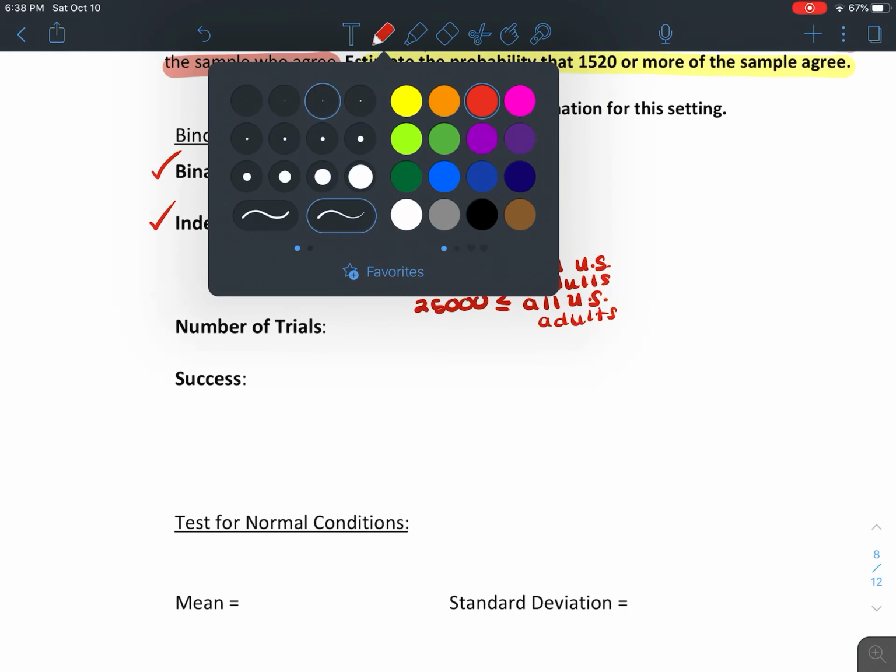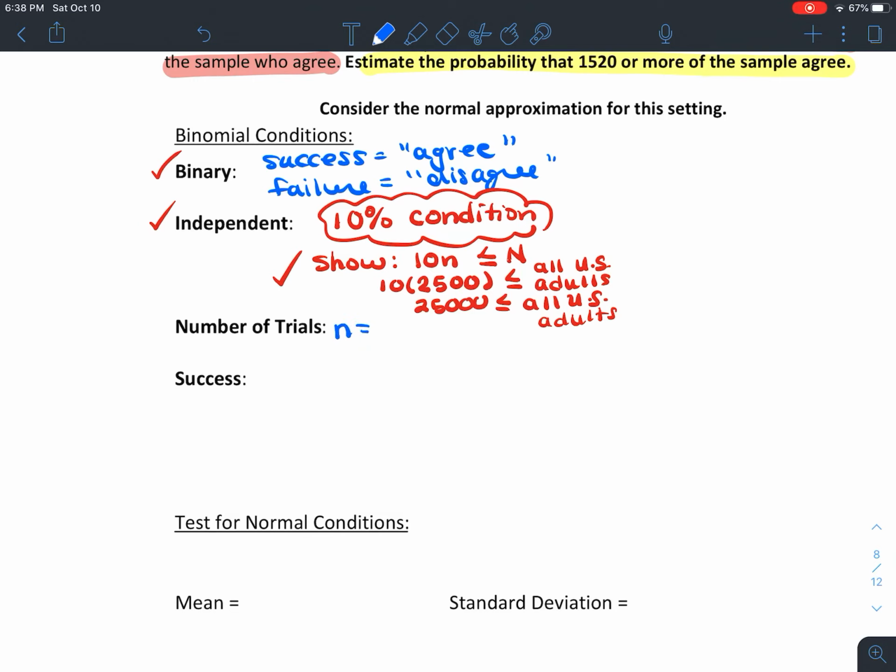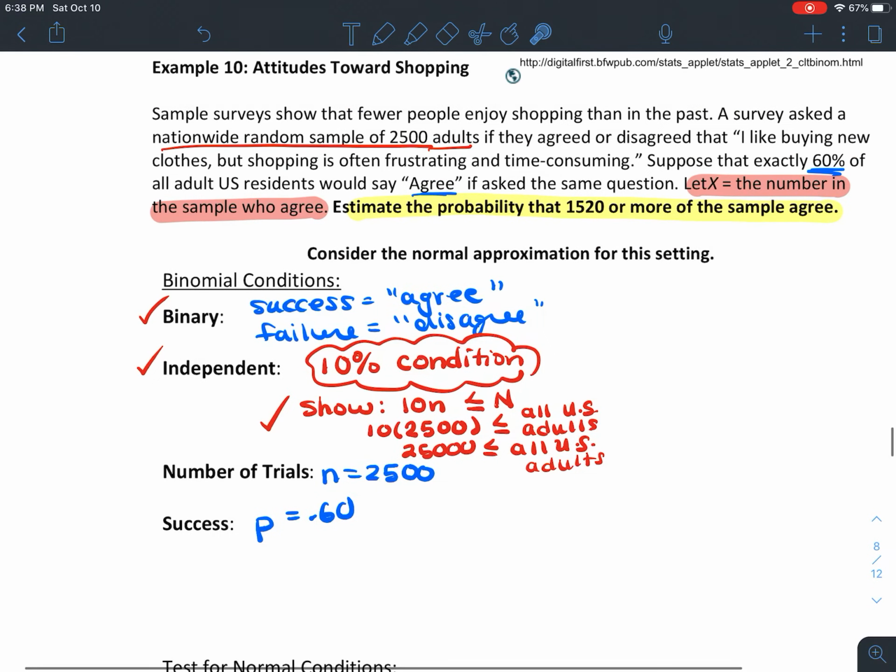The number of trials is the number in the sample, 2,500, and the probability of a success is 60%, because they told us back here that we're going to suppose that 60% of U.S. adults would say that they agree.